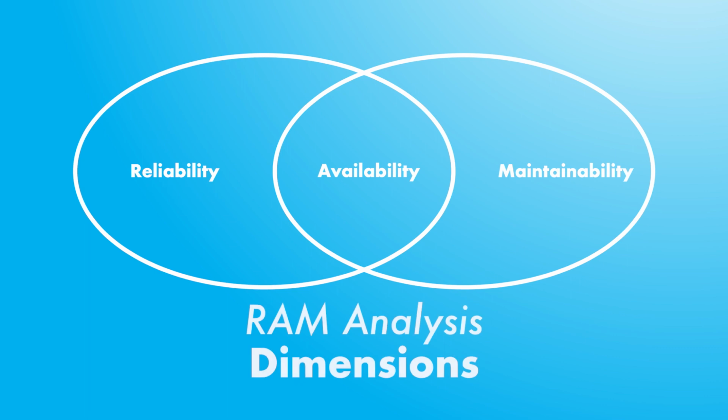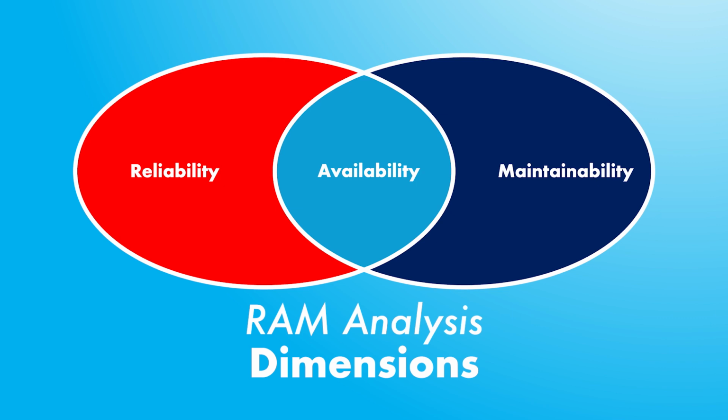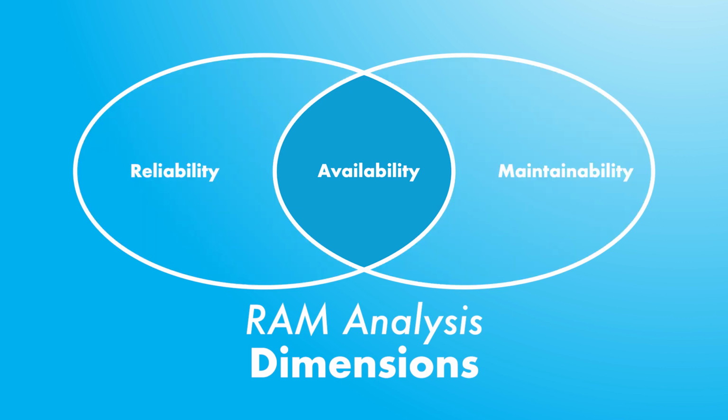We have here a graphical representation of RAM analysis in which we show the three dimensions of RAM: reliability, availability, and maintainability. As you can see, the availability is shown in between reliability and maintainability, and this is because it accounts for both dimensions. It is like a summary of the dimensions of reliability and also the dimension of maintainability.